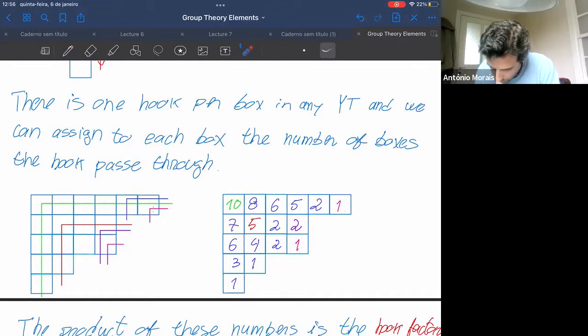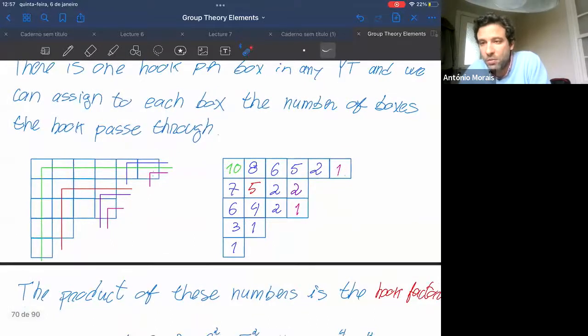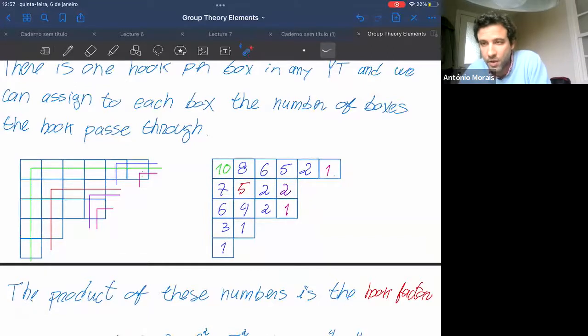And you do the same for all the other ones, and you fill in the numbers in this Young tableau. This is a rather generic Young tableau. But why do we want these numbers? We want to calculate the dimensionality, and these numbers will be related to that. This hook, don't ask me how, because I have no idea. I just know it's a known result.